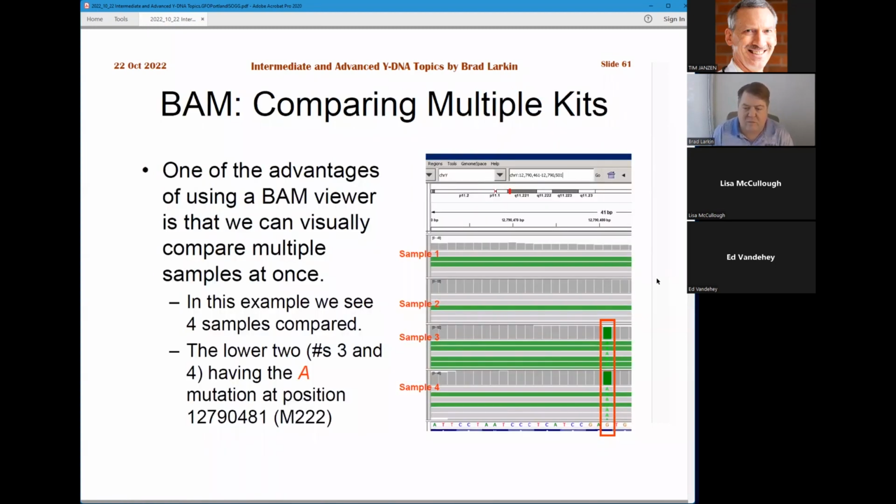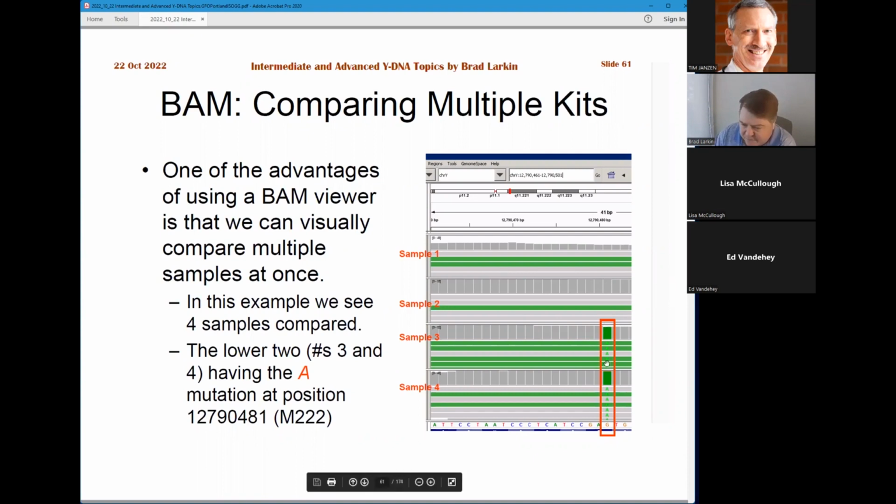Here's an example of comparing multiple kits: sample 1, sample 2, sample 3, sample 4. Say these are men, or maybe they're part of the same haplogroup, that we know they have a distant ancestor somewhere at least 1,000 years ago, but now we're going to try to sort out differences between them. Of the 4, the lower 2 have an A mutation at position 127904881.